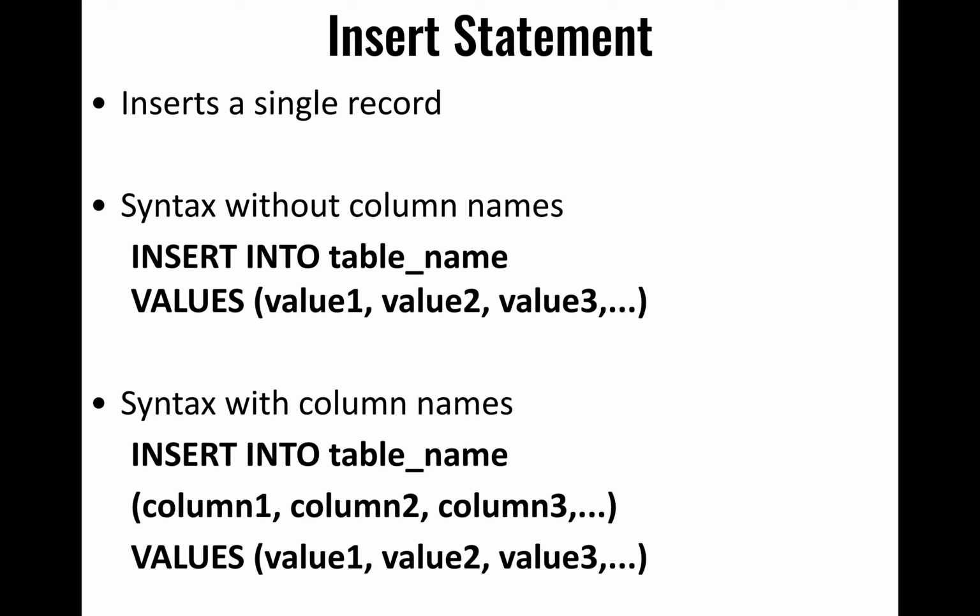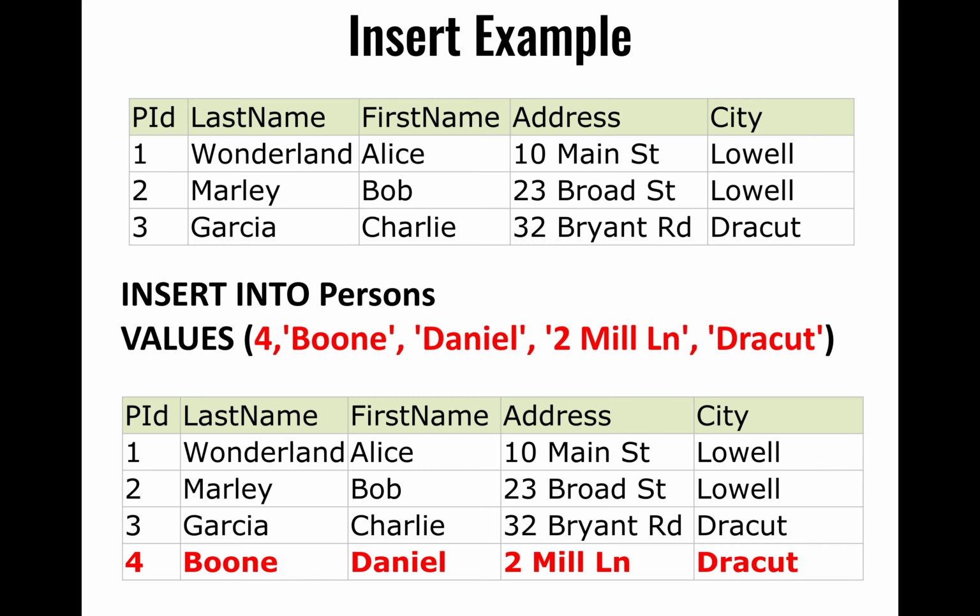alternative is where you declare the actual columns and say, okay, well, for this column I want this value, for that column I want this value, and so on and so forth. So first a list of columns, and then the list of values, and they map one to each other. So this allows you to only work with a subset of columns, if you don't want to provide values for all the columns. Here's a really simple example of inserting into the persons, Boone, Daniel, and the address, and the city. And it adds it at the bottom.